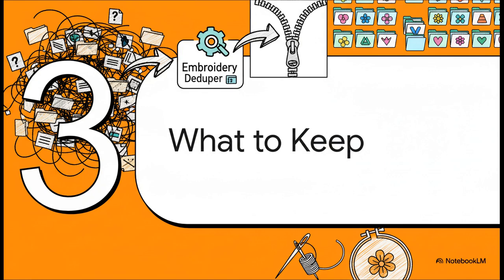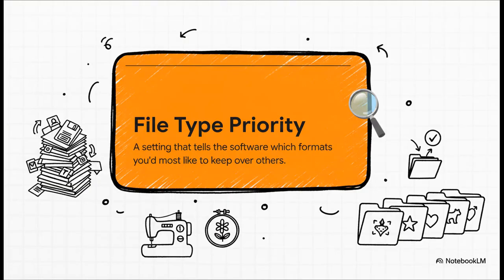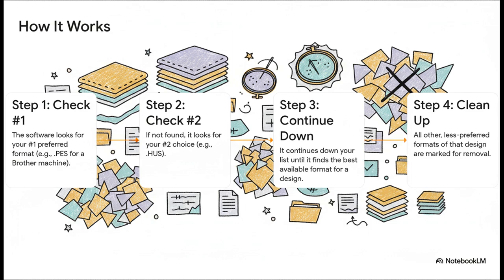Okay, so to make this whole thing work, the software needs to know two really crucial things from you. First up is, out of all the duplicate formats for a single design, which one is the most valuable to you? And this is all handled by a core setting that's all about priority. So this setting is called File Type Priority. And the key here is that you're not just picking one format and calling it a day. You're actually creating a ranked list. You're telling the software, look, I prefer this format the most, but if you can't find it, my second choice is this one, and my third choice is this one, and so on. And this cascading logic is just brilliant.